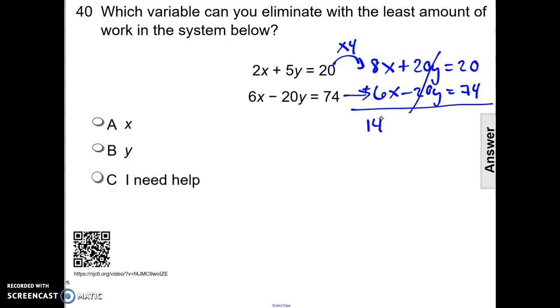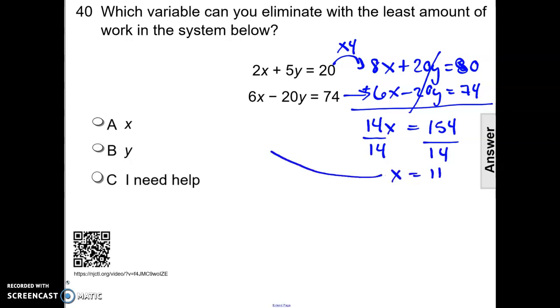8 plus 6 gives me 14x equals, I did not multiply this number by 4. This actually becomes 80. I made a mistake there. 80 plus 74 is 154. And when I divide 14 and 14, x equals 11.